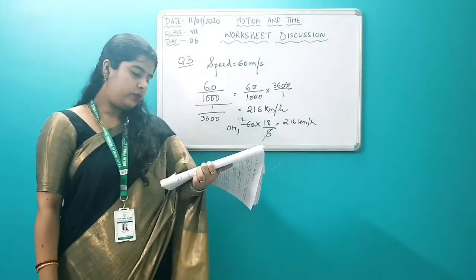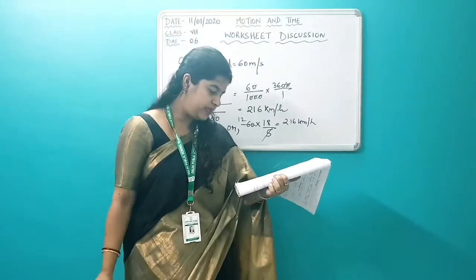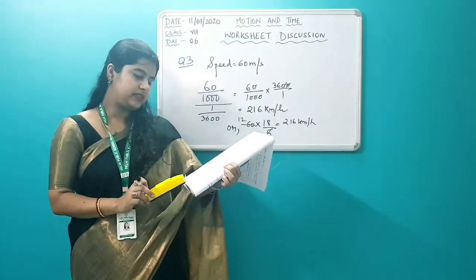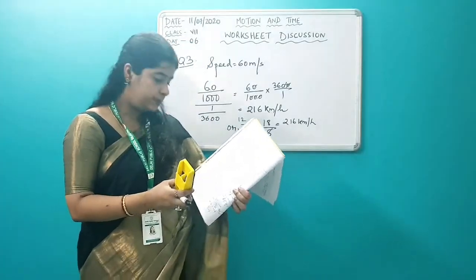Next, number 4. Which of the following could not be a unit of speed? Answer is B. That is second per meter. This cannot be the unit. It's not possible. Okay, so answer is B.